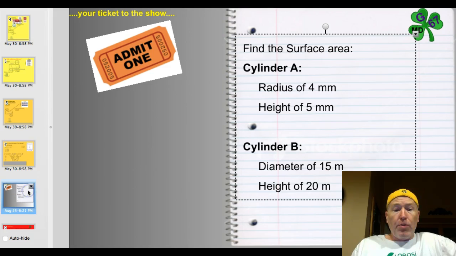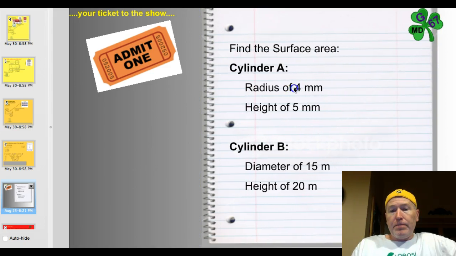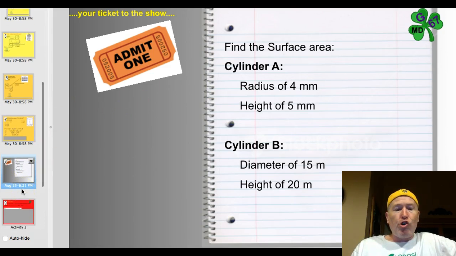How'd you do? Good. You ready for one more? Actually, two more for the ticket. And I got to slide this over a little bit so you can see it. All right, so find the surface area of these two cylinders. No pictures, but notice that one is a radius and one is a diameter. I want to make sure I challenge you on that. See if you remember what to do. Okay, write those down, bring those in tomorrow. That'll be your ticket to the show.